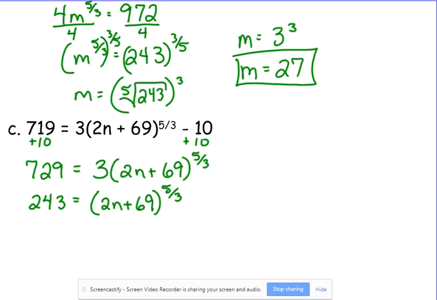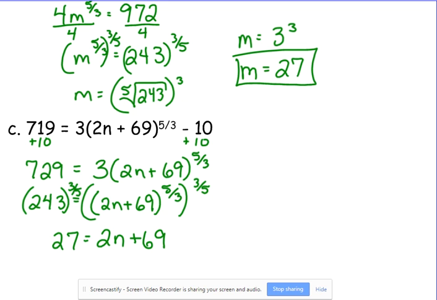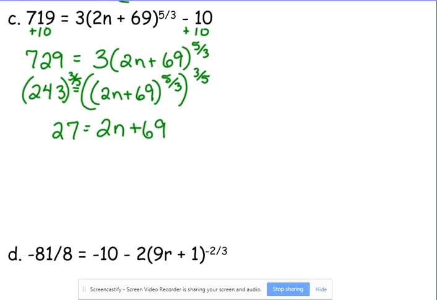Well, guess what? We just raised 243 to the 3/5, did we not? In the previous problem. Might as well use that, right? That ended up giving us 27. But on this one, we're not finished because that's not equal to n. It's equal to 2n plus 69.